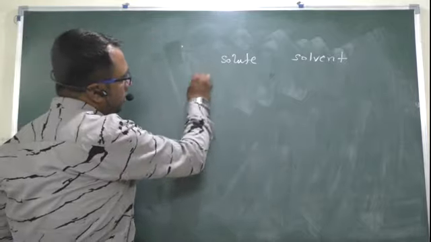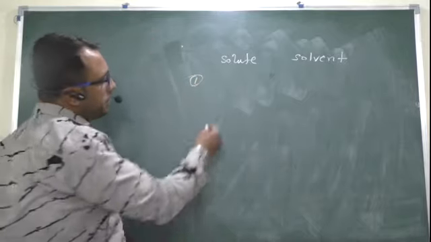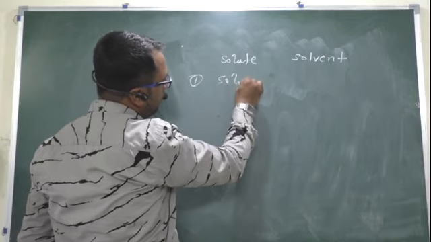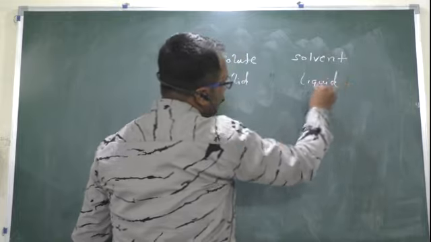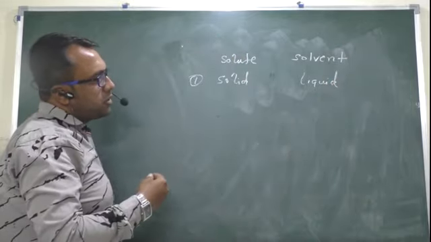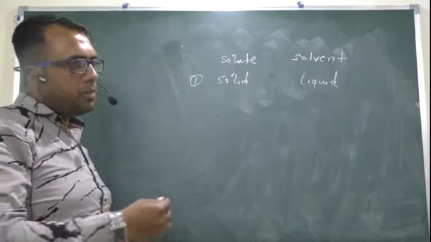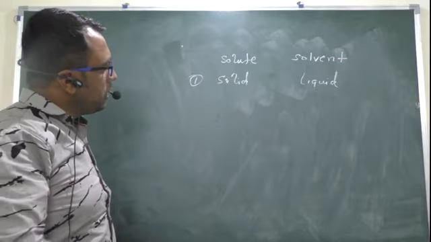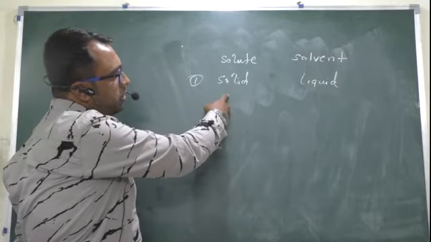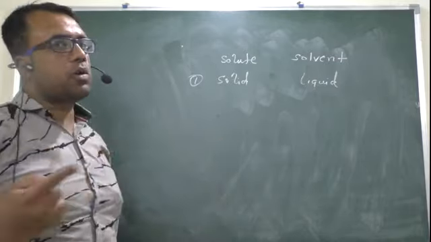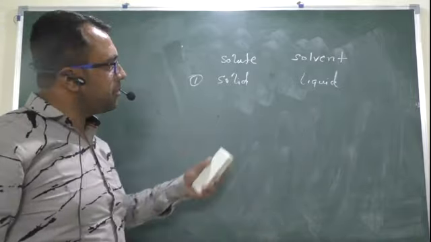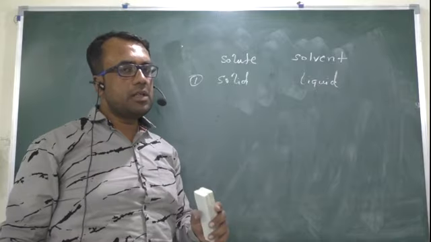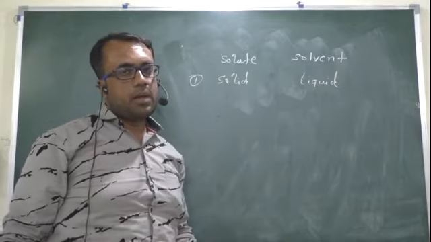The first one is quite easy to remember. You can take solute as solid and solvent as liquid. This is the most common type of solution. As we studied previously, glucose is a solid solute and we dissolve it in water. Water, the physical state at room temperature, is liquid. Most of the solutions are of this type.